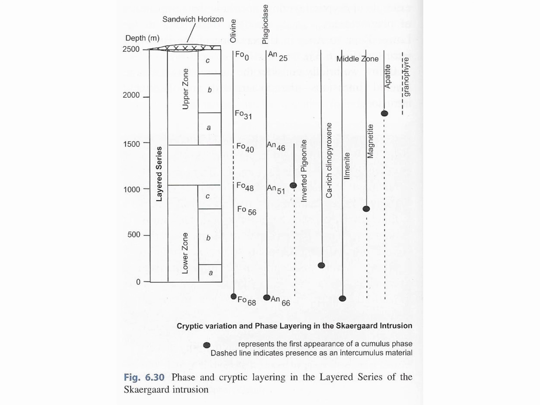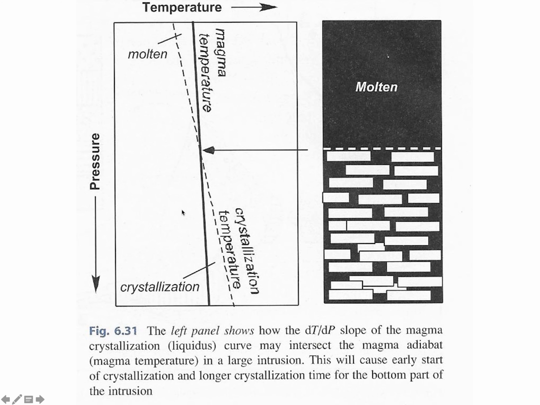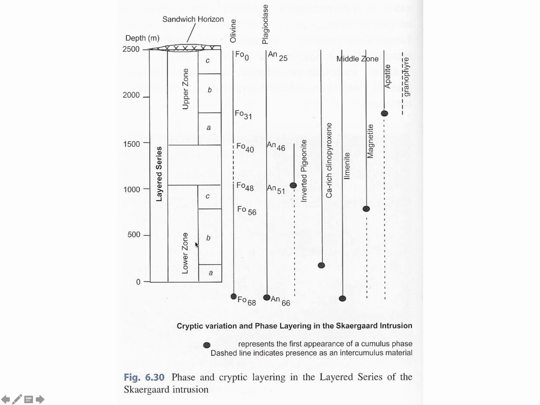We have here the Basistoppen Sheet horizon. That is the depth, and we are talking about a depth of 2,500 meters. We have here a layered series. We have the upper zone, the middle zone, and there we have the lower zone. Then here we have the chemical composition in forsterite. Here we have forsterite 68, 56, 48, 40. So it becomes more and more iron-rich from the lower zone to the upper zone.